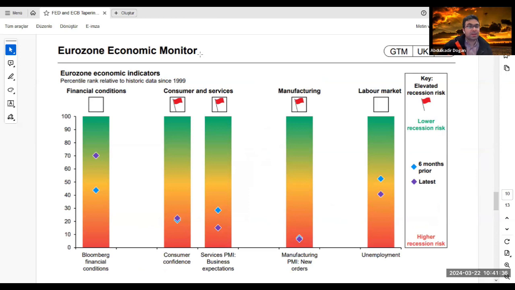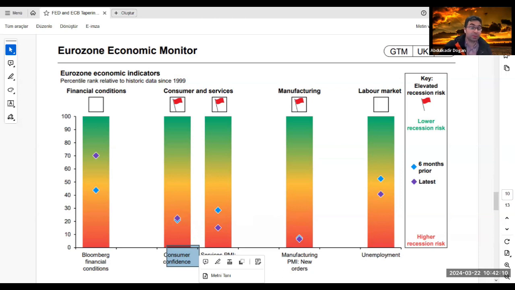So when we skip the United States and turn the page to the Eurozone economy, as you see, the financial condition index in the Eurozone, the latest condition is really good. But six months ago, the euro was shrinking. It is approximately 40 in the Bloomberg Financial Condition Index and 70 today. And for consumer confidence, unfortunately, six months ago and today is almost the same. So consumers cannot build up their confidence in Eurozone economies.